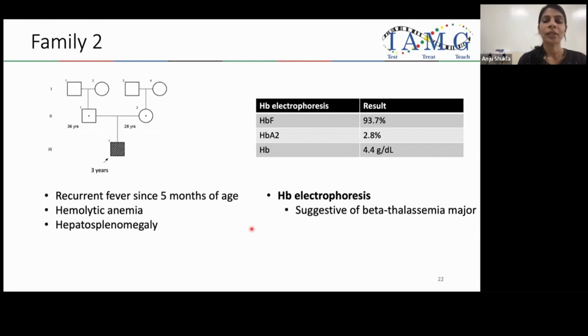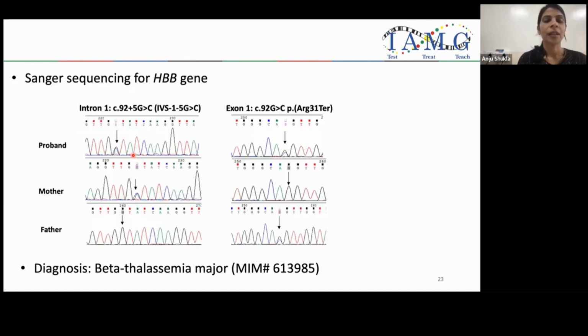Although for the diagnosis, these investigations were enough, but this was the first child in the family, and they were looking for more reproductive options. Hence, we offered them mutation analysis or genetic testing so that they will be able to undergo prenatal diagnosis in the subsequent pregnancy. So this is what we found on Sanger sequencing.